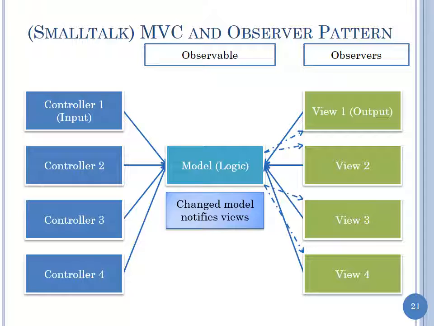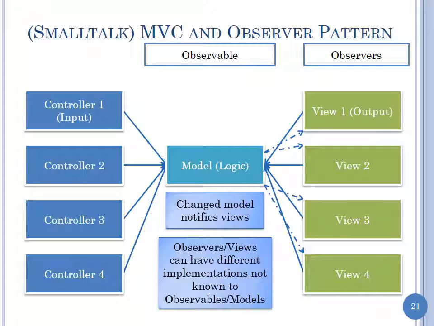The whole idea here is that the controllers and the views are independent of each other. You can have a shortcut or a menu, and that is independent of whether something is displayed using graphics or using text. That just makes complete sense from a software engineering point of view. And observers and views can have different implementations not known to the observable models.